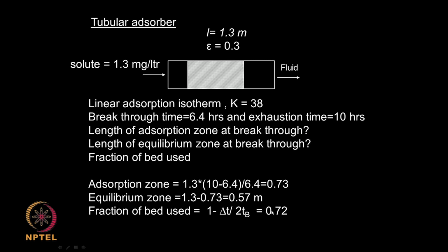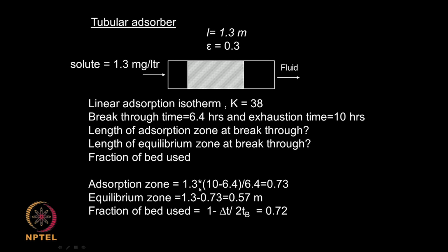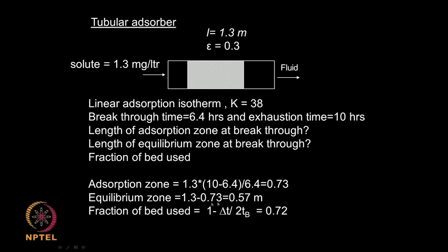We would like to have this much larger, so that most of the bed is used up. Then how do you calculate the adsorption zone? As I said, this is the adsorption zone, this is the equilibrium zone. We can calculate from this relationship: 1.3 is the flow rate, 10 is the exhaustion time, 6.4 is the breakthrough time, divided by 6.4. So, the adsorption zone is 0.73. And 1.3 is the total length, so 1.3 minus 0.73 is 0.57, which is the equilibrium zone.